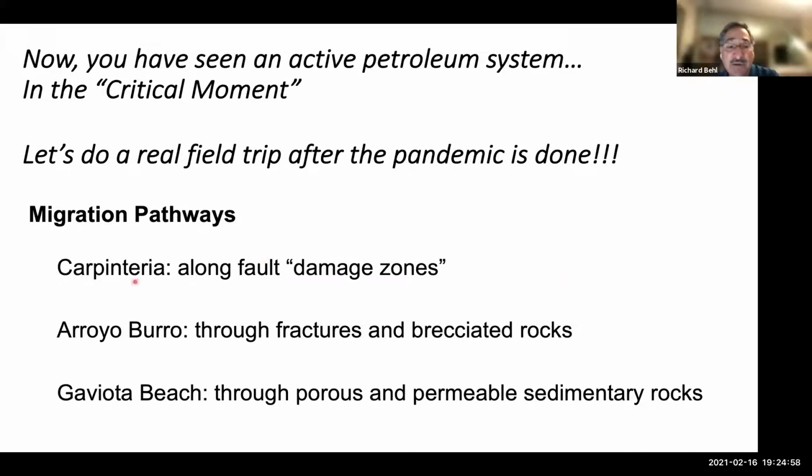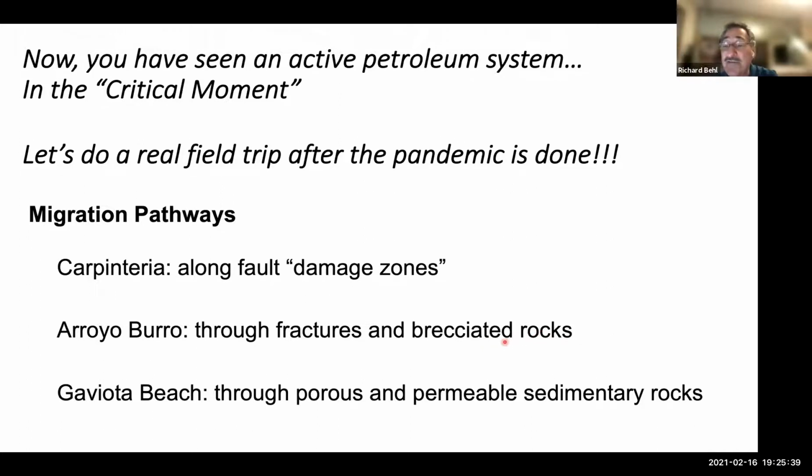So you've seen at Carpinteria the migration of hydrocarbons along the damage zones of faults, the highly deformed and fractured rocks that are adjacent to the fault cores. In that case, the Red Mountain Fault, the Carpinteria Fault, and the Rincon Creek Fault. At Arroyo Burro, you saw hydrocarbon migration through fractures and brecciated rocks. You saw it going mostly along bedding, sometimes not even being disturbed by faults in highly shaly rocks, as long as you can brecciate the cherts enough to attenuate them and allow them to connect through to the other side.